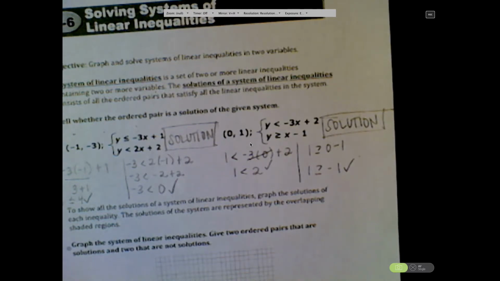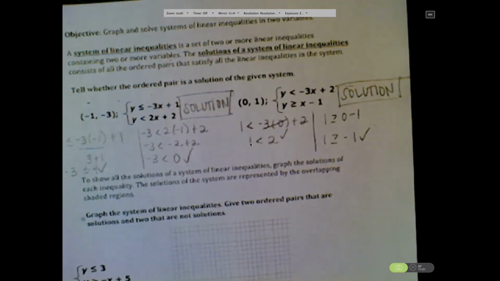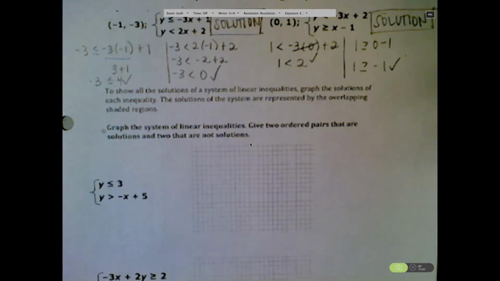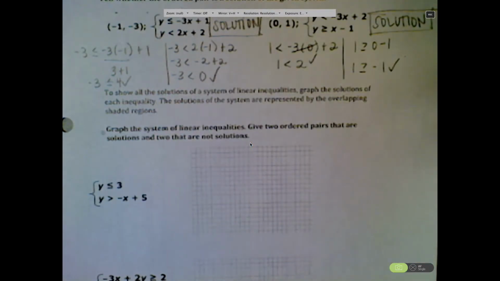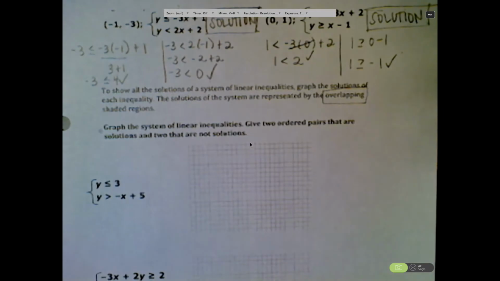Okay, the next paragraph says, to show all the solutions of a system, graph the solutions of each inequality. The solutions of the system are represented by the overlapping shaded regions. The instructions say, graph the system of linear inequalities, give two ordered pairs that are solutions and two that are not solutions. So what we are doing today is exactly what we did yesterday, except instead of only graphing one inequality at a time, we're going to graph two inequalities at a time. So we're going to take each one of these and graph them individually, and then we're going to look for the portion where their shaded regions overlap.